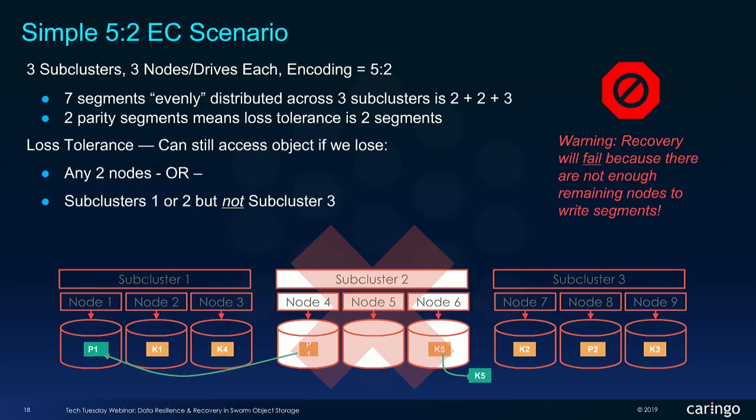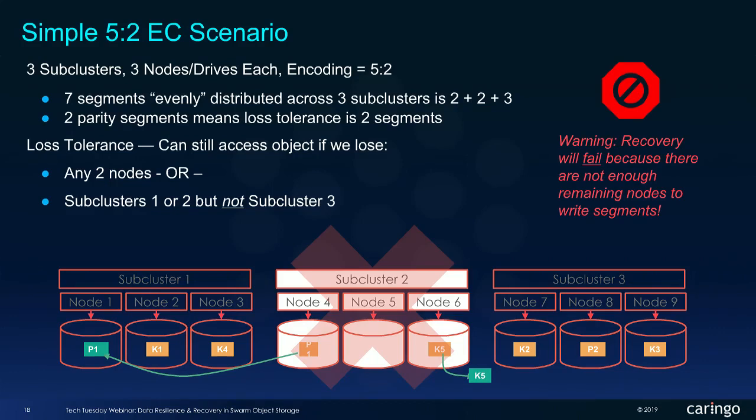In this world, we've got a 5:2. 5:2 is the most common erasure coding encoding, at least among our customers. We've got 3 subclusters, each of which has 3 nodes, each of which has 1 drive. So that 5:2 means we've got 7 segments, 5 data and 2 parity, that are evenly distributed across 3 subclusters. That means 2, 2, and 3 is how it's going to land. 2 parity segments means you can lose 2 segments. And if you lose those 2 segments, you can still access the object and still recover it.